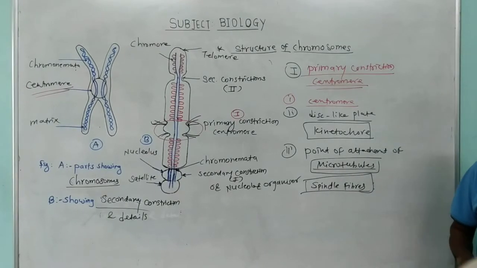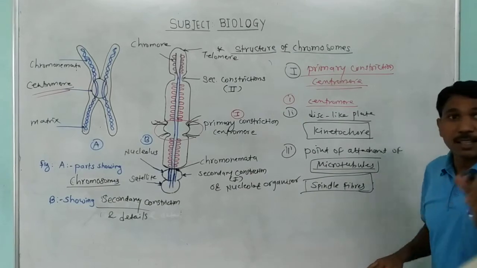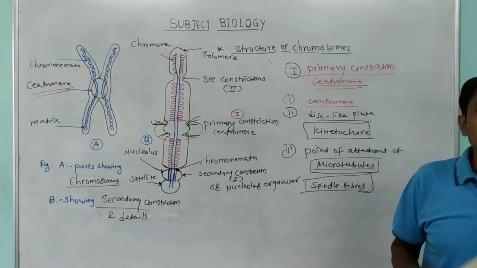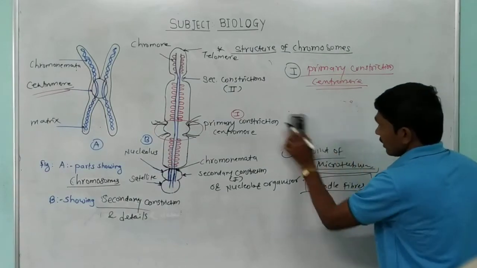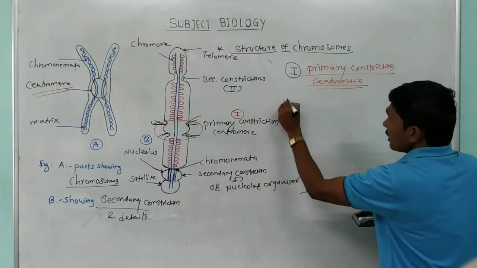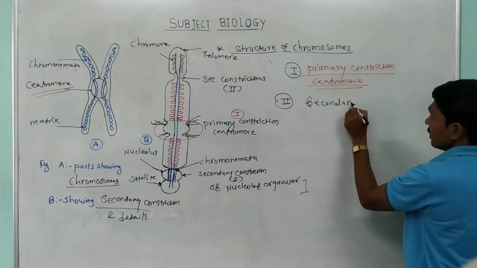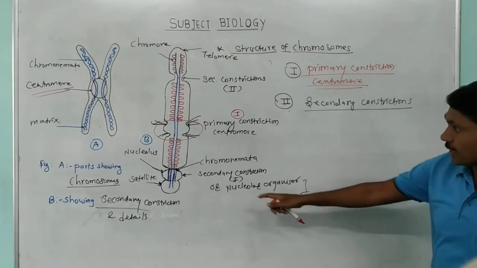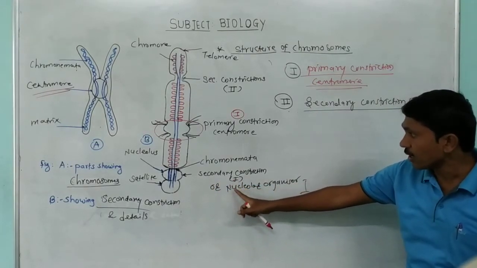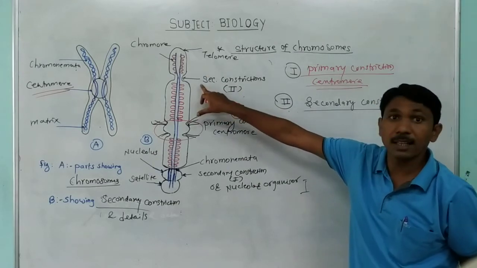The second point in the structure of the chromosome is the secondary constriction. Some of the chromosomes, a few chromosomes, give rise to the secondary constriction. Let us see the secondary constriction. Here we see the diagram. The secondary constriction first, also called the nucleolar organizer, and the secondary constriction second, below the telomere region of the chromosome.